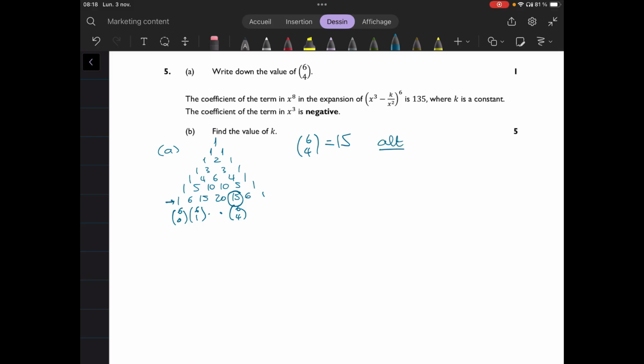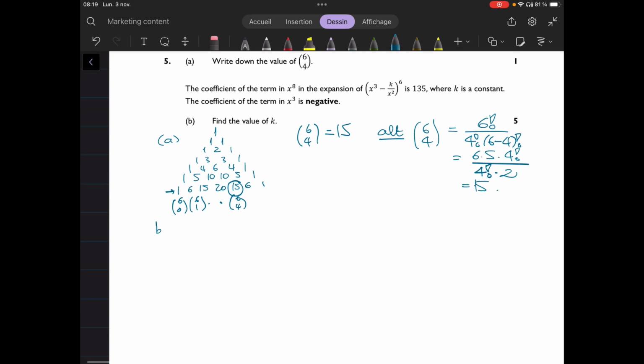Alternatively, you can also recall the definition of combination. So 6 chooses 4 is equal to 6 factorial divided by 4 factorial times 6 minus 4 factorial. So 6 factorial, that's 6 times 5 times 4 factorial, divided by 4 factorial times 2 factorial, which is 2. And you should also get 15.